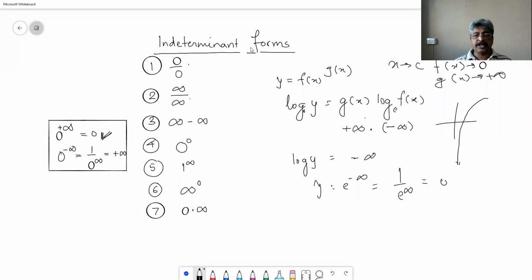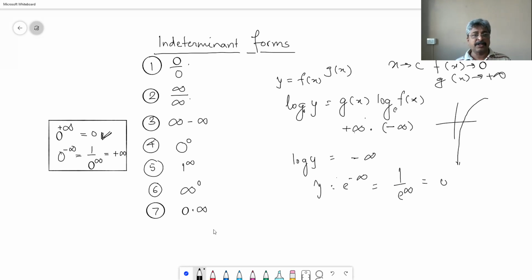So yesterday we listed 7 indeterminate forms, which are listed again here. 0 raised to plus infinity and 0 raised to minus infinity are not indeterminate. 0 raised to plus infinity will go to 0 and 0 raised to minus infinity will go to plus infinity. The explanation for the first one, 0 raised to plus infinity is equal to 0, is over here. Taking logarithm of both sides, etc., you end up getting 0.